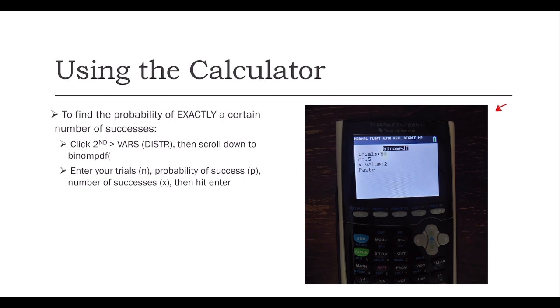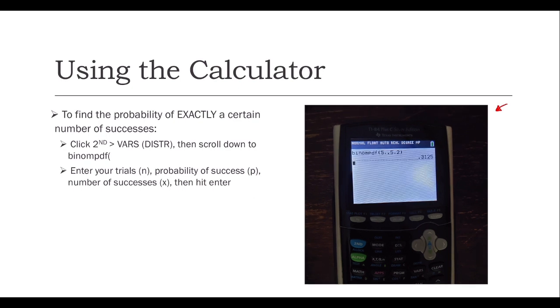So if we wanted to know the probability of 2 successes, we could put 2 there. And then you'll hit enter, and then this is what will show up on your screen. So your binomial PDF for 5 trials with a 0.5 chance of success, the probability of having 2 successes would be 0.3125. So that's how you would use your calculator for this.